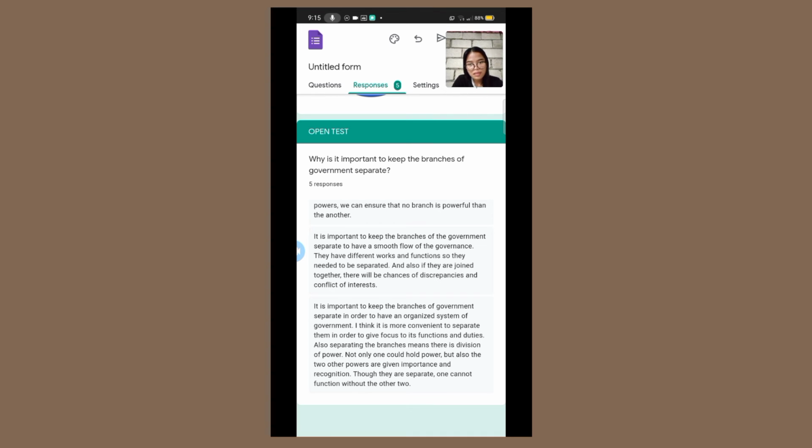And for the last response, it is important to keep the branches of government separate in order to have an organized system of government. I think it is more convenient to separate them in order to give focus on its functions and duties. Also, separating the branches means there is a division of power. Not only one could hold power, but also the 2 other powers are given importance and recognition. Though they are separate, one cannot function without the other 2.